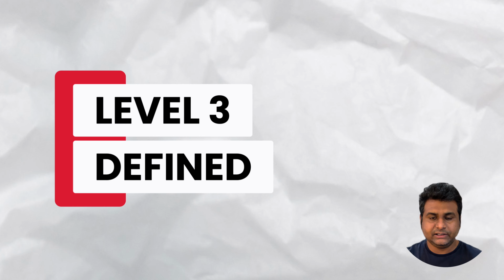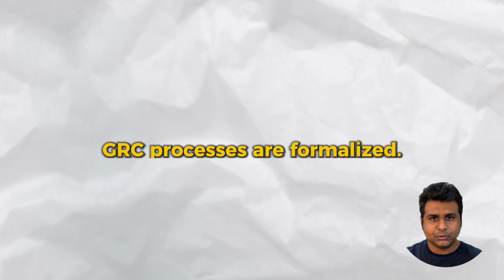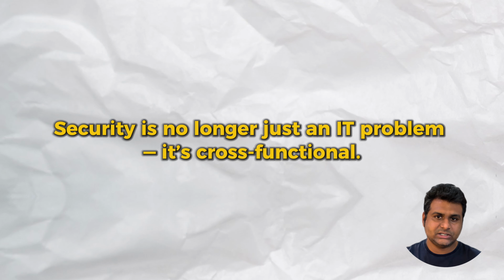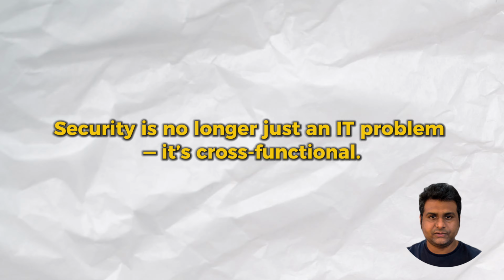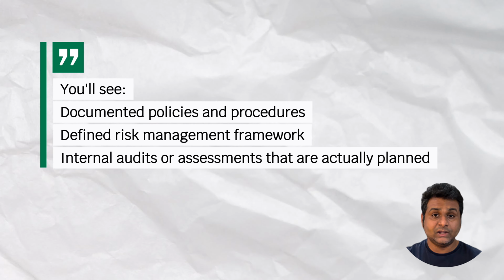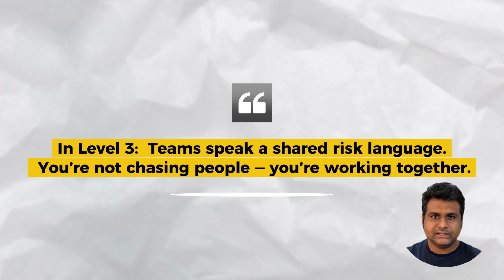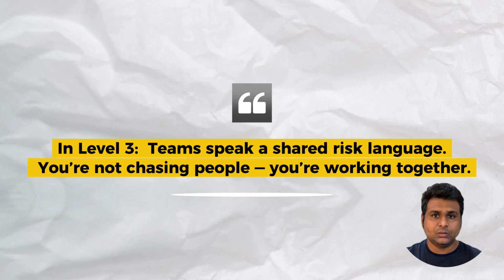Level 3: defined. Here's where things get more structured. GRC processes are formalized. Security is no longer just an IT problem, it's cross-functional. You will see documented policies and procedures, defined risk management frameworks, audits and assessments that are actually planned. In level 3, teams speak a shared risk language. You are not chasing people, you are working together.